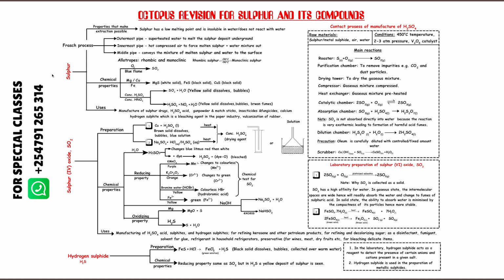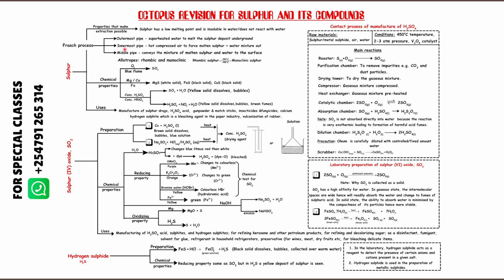So we start by looking at sulfur, and we look at the extraction of sulfur using the Frasch process. Under the Frasch process, we have three concentric pipes. First of all, we have the outermost pipe containing the superheated water, whose role is to melt the sulfur. So here you need to know the three concentric pipes, what they contain, and the role of the components.